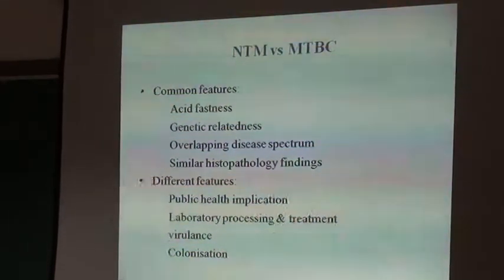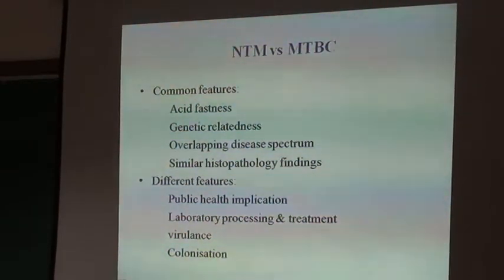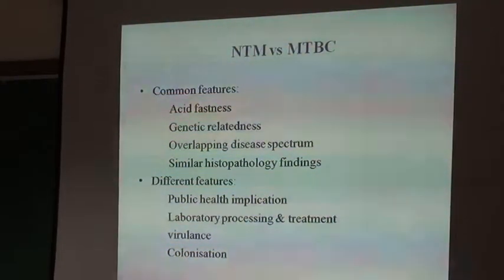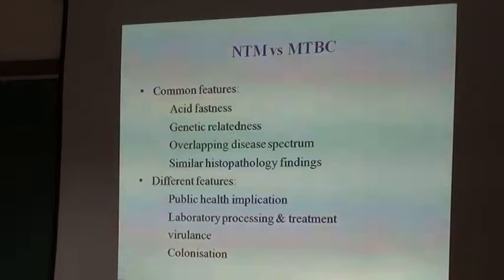Now come to some common features between NTM species and MTBC species, and some different features. The common features are acid fastness, genetic heterogeneity, overlapping disease spectrum, and similar histological findings. The differences lie in public health implications, laboratory processing and treatment, virulence, and colonization. Both NTM species and MTBC species are genetically heterogeneous, which is shown by sequencing of 16S ribosomal RNA, and they have nearly similar clinical signs and symptoms and similar histological findings.